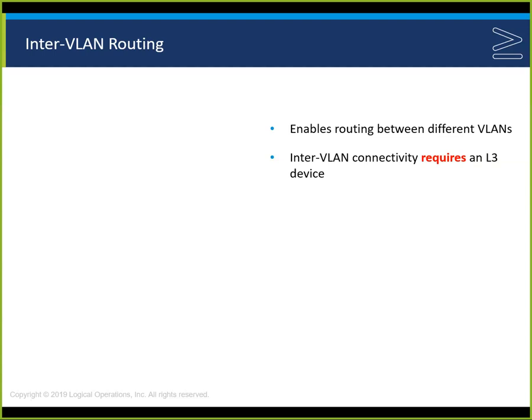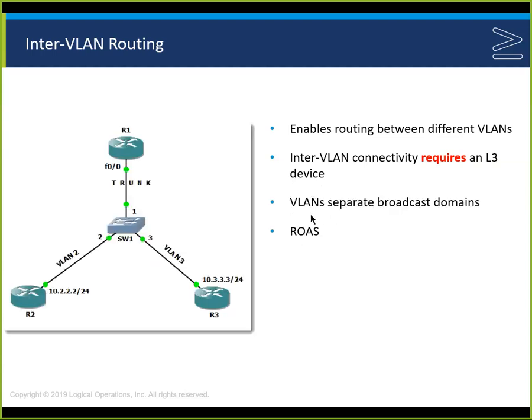We're going to look at two methods here. We're going to use a router on a stick, which will be the first one, and then we'll do switched virtual interfaces, which uses a layer 3 switch. VLANs are separate broadcast domains.